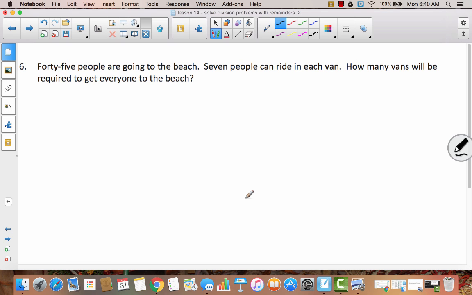All right, last problem. 45 people are going to the beach. 7 people can ride in each van. How many vans will be required to get everyone to the beach? All right, so I'd like for you to try to solve this problem all by yourself, just like you did the last one. Again, if you get stuck, you can always come back and check along with me and see how you're doing.